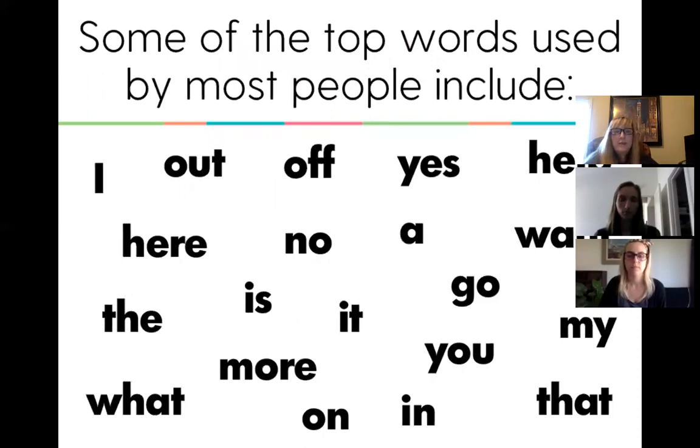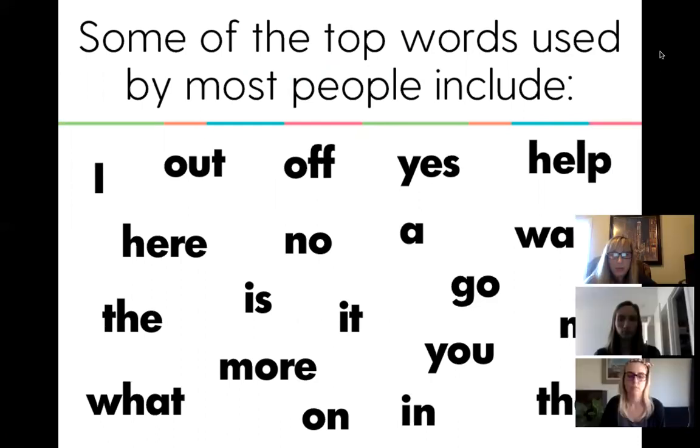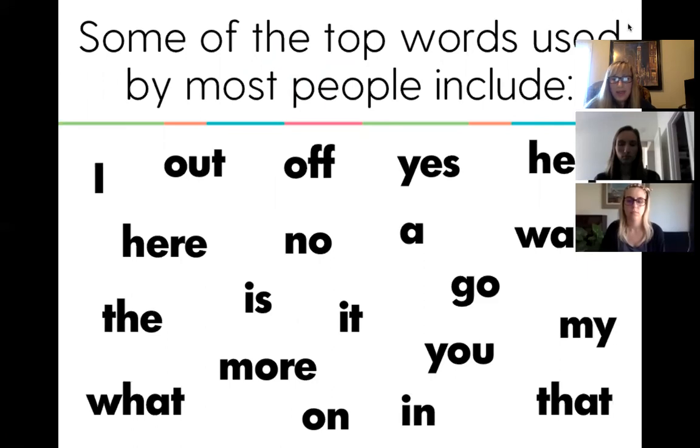So here's some of the top words that can be used by most people. I, here, out, off, yes, help, no, a, want, the, is, it, go, you, my, in, that, on, more, and what. Those are just some examples of some core vocabulary words. Notice that none of them are specific nouns. They're generic words.